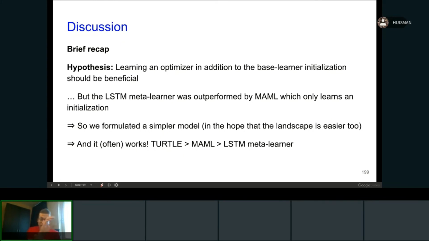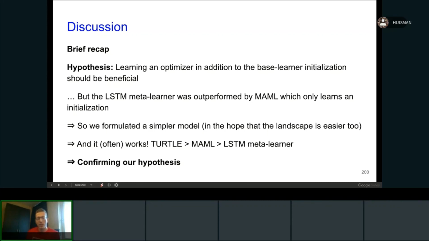the meta network learned on tasks from one data set to another data set. I haven't shown you these results today, but there we also found that Turtle works. So this really validates and confirms our hypothesis that it is often helpful to indeed learn the meta network that can make updates to your base learning network.